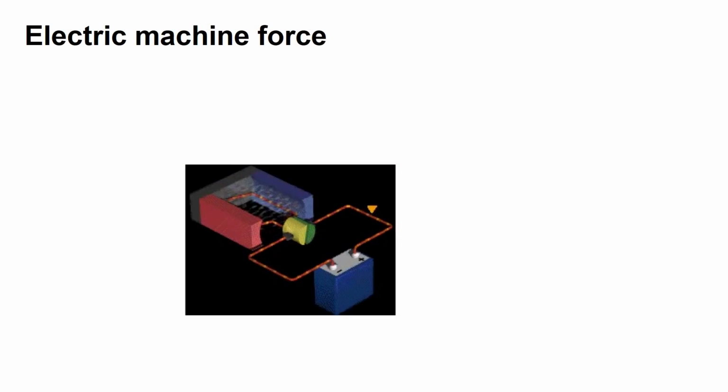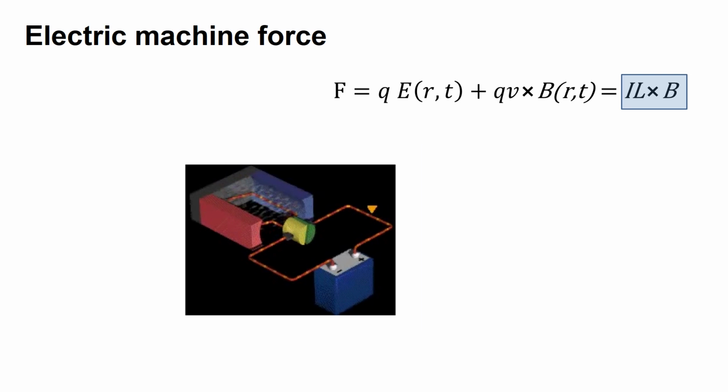From observation, we know that a wire carrying a current in a magnetic field experiences a force proportional to the magnitude of the current and the field strength. This physical phenomenon is explained in detail by Faraday's law, which, for the geometry of an electric machine, can reasonably be simplified to the expression shown here, IL cross B, where I denotes the current carried by the wire, B is the magnetic field, and L is the length of the wire.